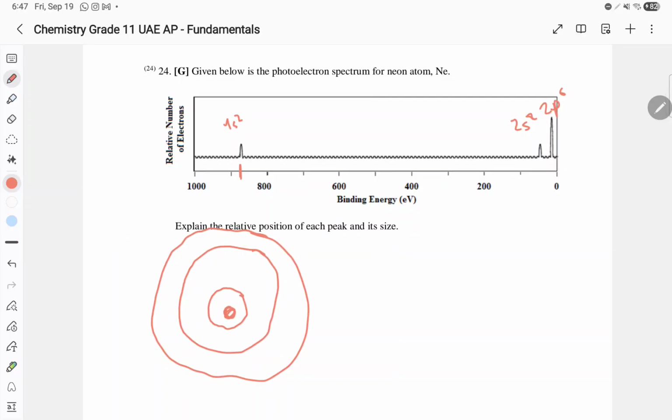For this, they're literally just telling you, explain everything you're seeing in front of you in the diagram. What you're seeing is that 1s2 is the first one and 2s2 is the second one. They're the same height because they have the same number of electrons. 1s2 has a much higher binding energy because it's way closer to the nucleus. 2s2 and 2p6 are much farther from the nucleus, and they have less binding energy, near to none. And 2p6 is taller than 2s2 because it has more electrons.